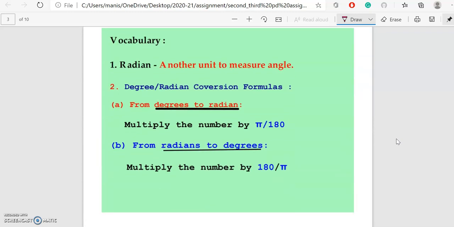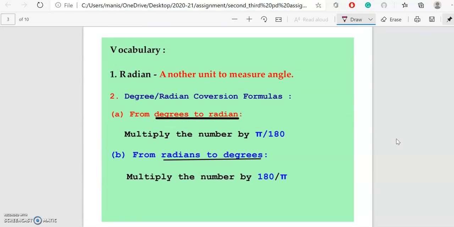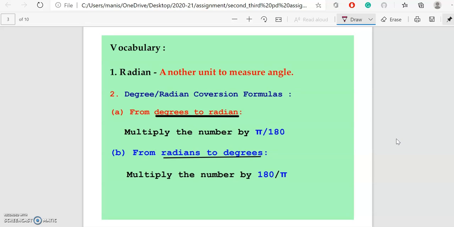These are your formulas. Go ahead and copy these formulas and I will explain what these formulas mean and what the different terms are. But please make sure to copy everything in your binder. So first is the definition of radian. What is a radian? Radian is another unit of measuring angle. Earlier you knew about degrees. Now we will use radian also as one of the units for measuring angles.